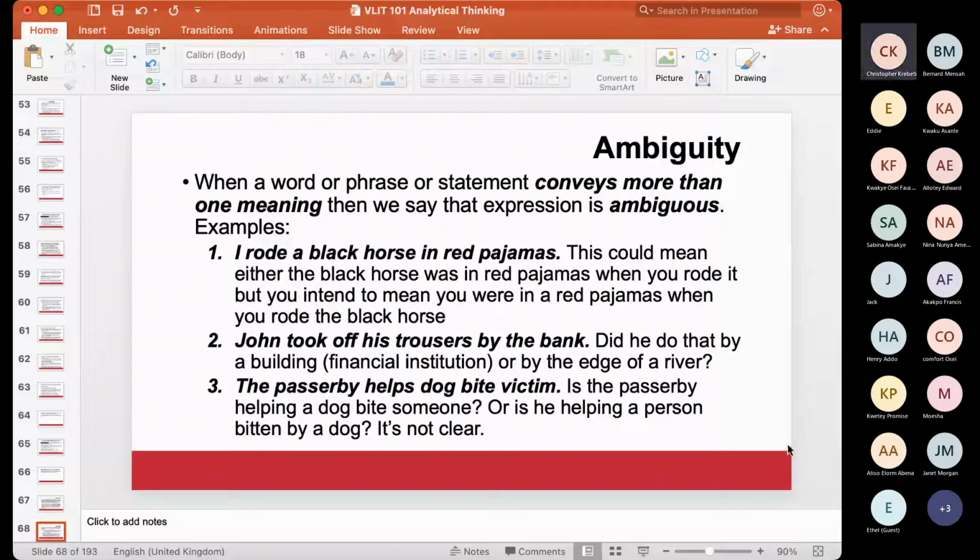Now, two things are being suggested. Is it that the black horse was in the red pajamas? Is that what is being communicated? That the black horse was in the red pajamas when it was actually riding? Or the person intended to say that he was in the red pajamas before riding the black horse? So that statement means two different things.